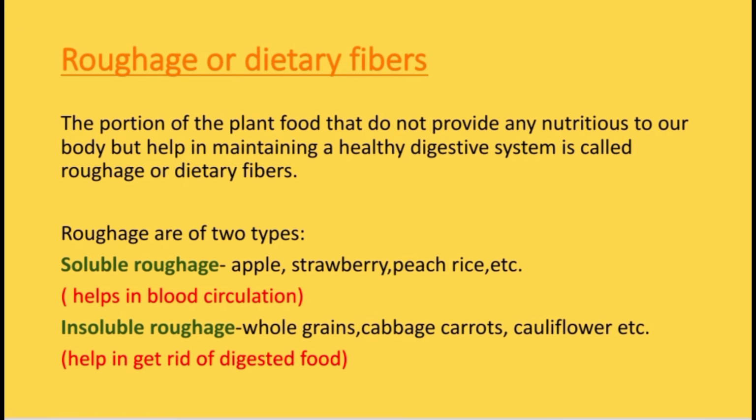Roughage or dietary fibers. The portion of the plant food that do not provide any nutrients to our body but helps in maintaining a healthy digestive system is called roughage or dietary fibers. Roughage are of two types, soluble and insoluble. Soluble roughage are soluble in water, whereas insoluble roughage are not. Apple, strawberry, peach, and rice are examples of food items rich in soluble roughage that helps in blood circulation. Whole grain, carrot, cabbage, turnip, and cauliflower are examples of food items rich in insoluble roughage.